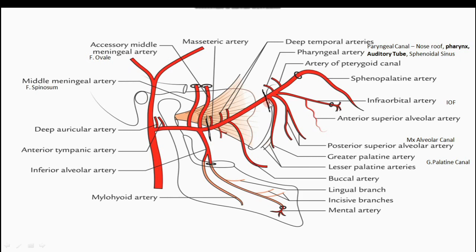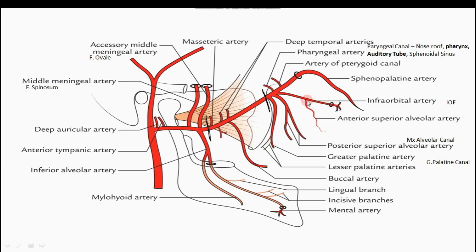Then the second part of this is the infraorbital artery. This is the second branch, and it passes from the infraorbital fissure and exits from the infraorbital foramen.